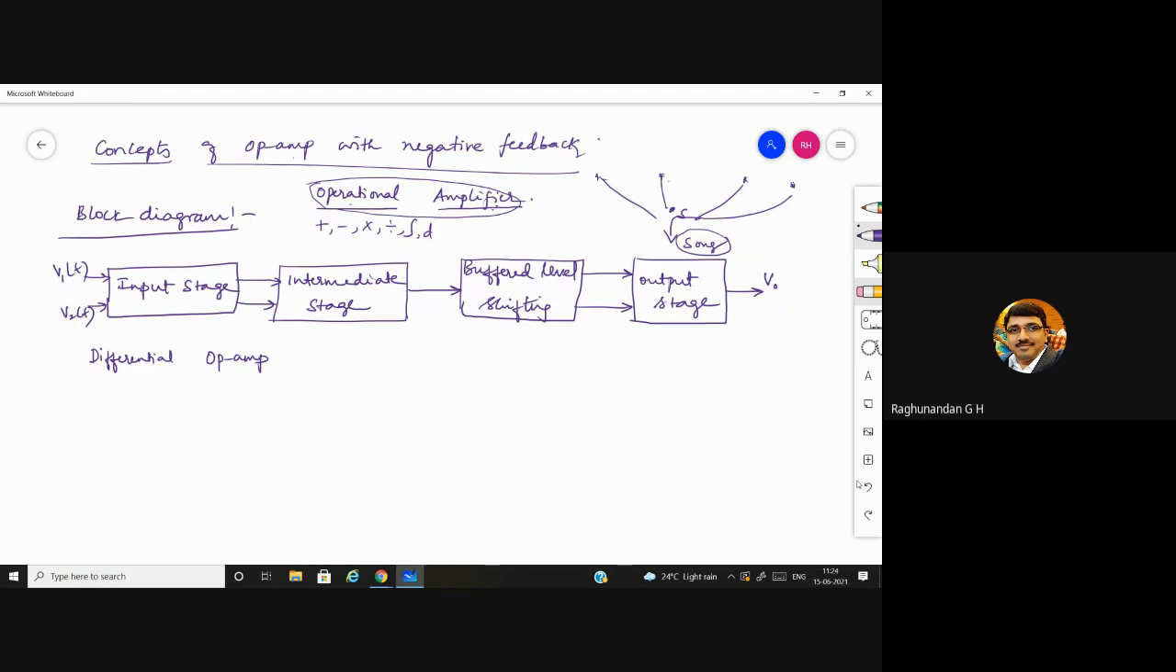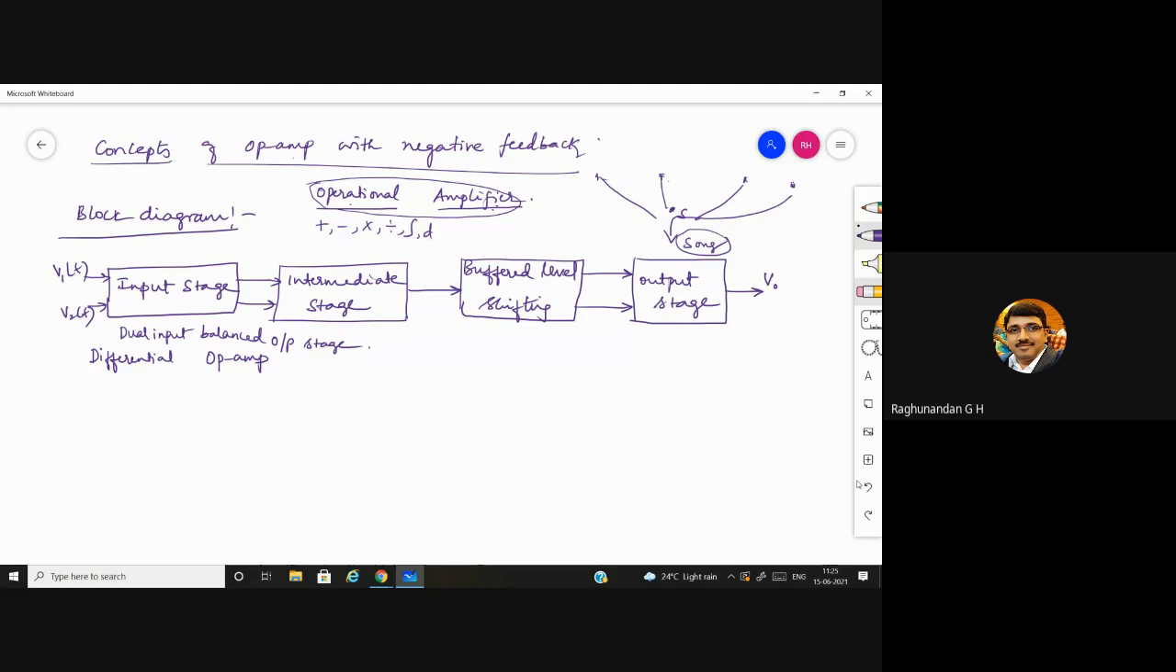So here, coming back to these arrow marks, these are the inputs and this is the output of this stage. Wherever you have two input lines and two output lines, we call it a dual input balanced output stage. So we have two inputs and a balanced output stage, that means two outputs.